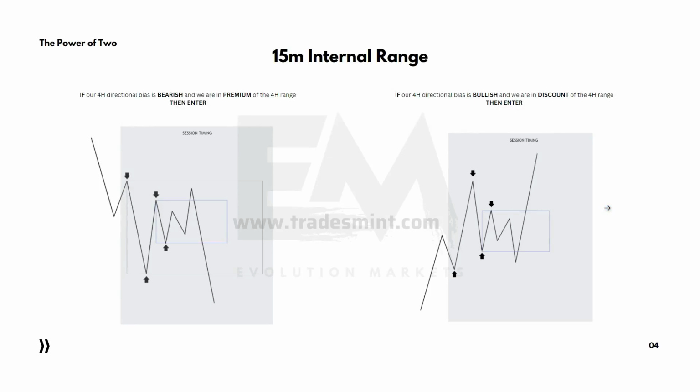Here we have the 15-minute internal ranges. Again, valid trades, capitalizing on the internal liquidity of a larger 15-minute external range. If our 4-hour directional bias is bearish and we're in a premium of the 4-hour range, then we can look for an entry. We've got our 15-minute external range, and we therefore build up internal liquidity inside this range. It's the most recent fractal highs or lows inside this range, and that internal liquidity is defined by this inside box here. If we see a liquidation of that, we can look for an entry using that 15-minute extended sweep that we just spoke about.